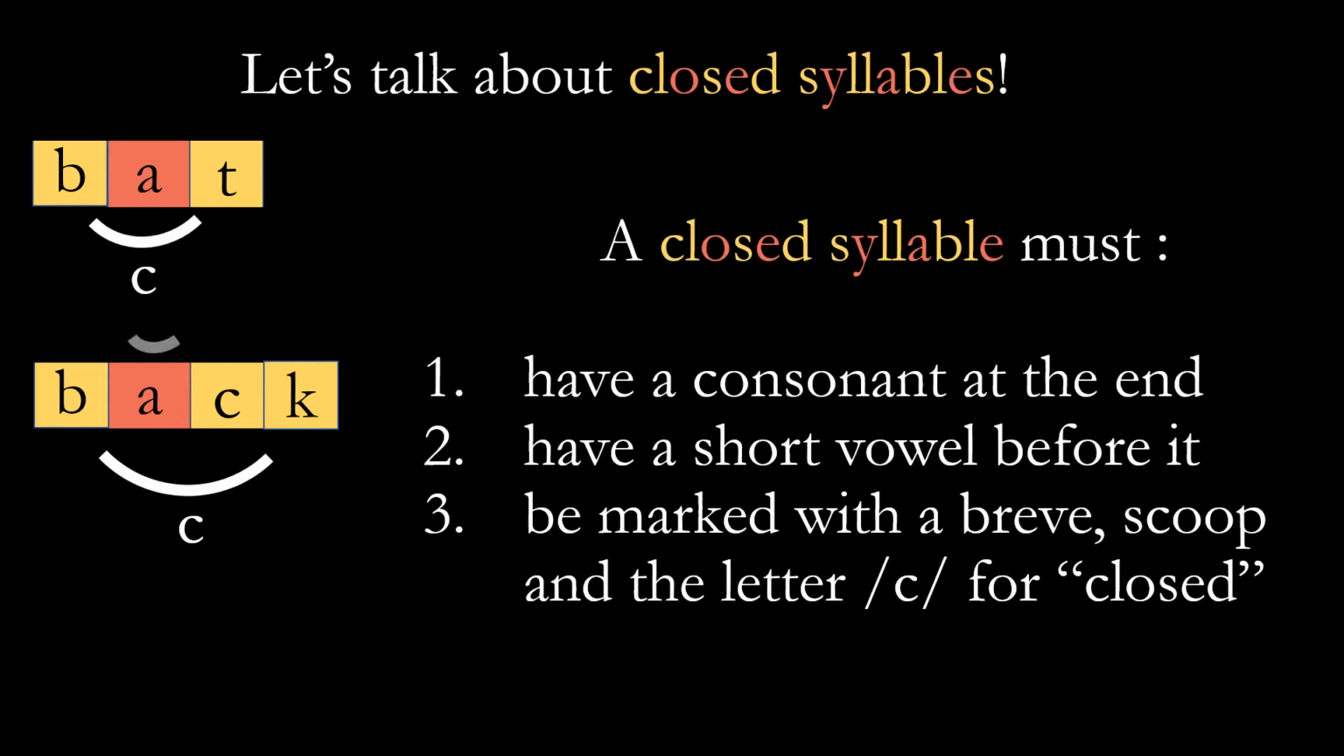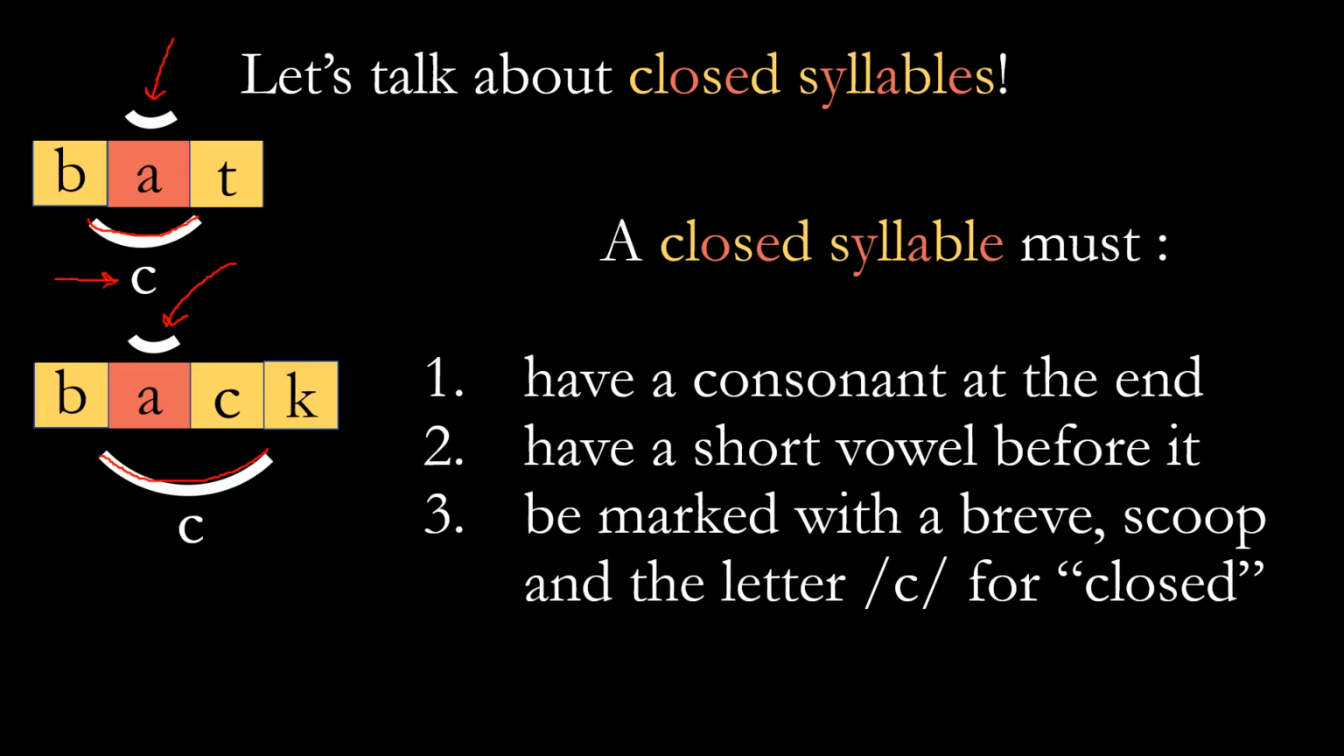In case you don't remember, closed syllables must have a consonant at the end. They must have a short vowel before that consonant. And they have to be marked with a breve, a scoop, and a letter C for closed. If we look at what we have here on the left side, we've got the words bat and back. They each have the breve because that's a short A. They each have one scoop because they're only one syllable, and they get a letter C because they're closed.